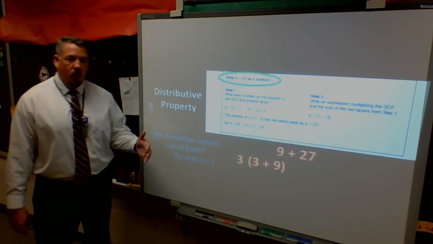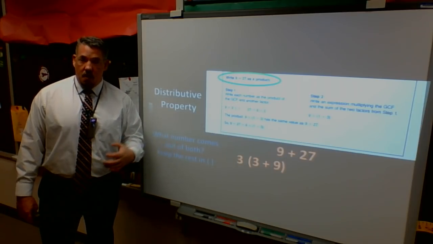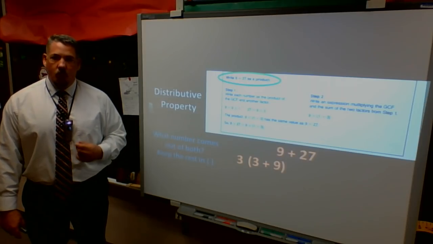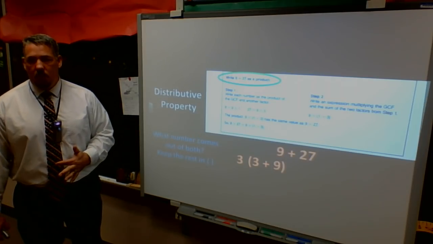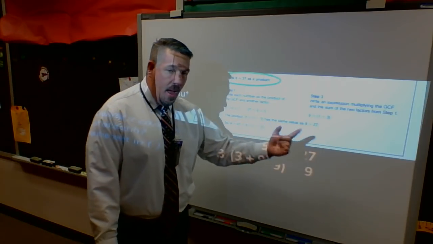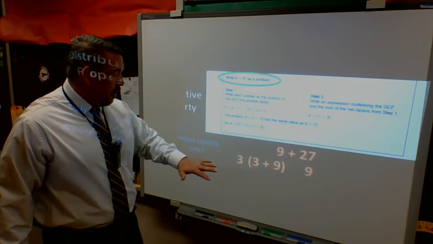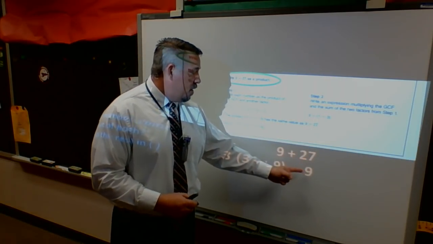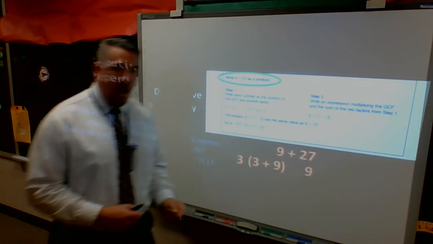However, on these, we would be doing it with the greatest common factor. 3 is not the greatest common factor of those two numbers. So what is the greatest common factor of those two numbers? So hopefully you see that 9 is. So my actual answer, unless it just said to give me a distributive property, if I need to do my greatest common factor, then I'm going to use the 9.